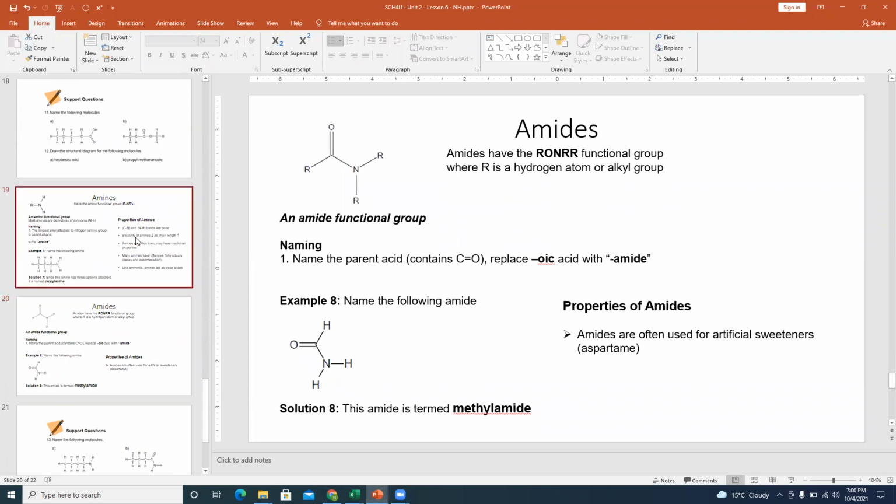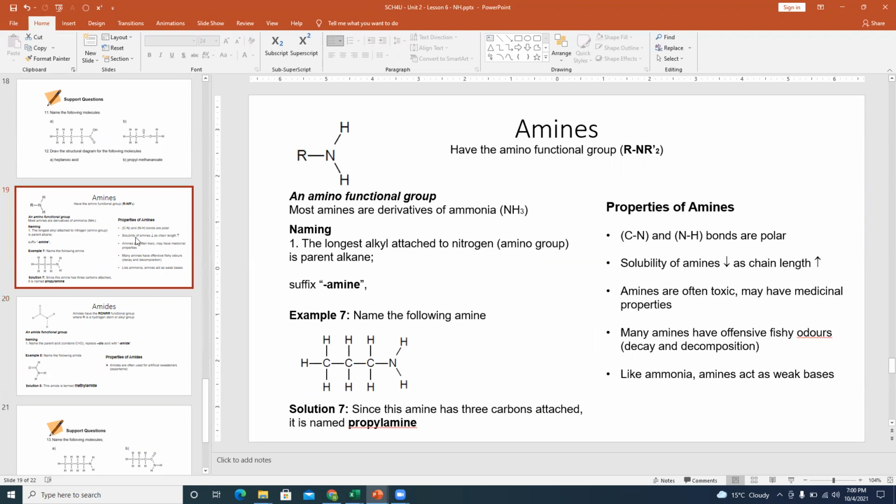Amines have what is called an amino functional group. These amines are typically derivatives of ammonia, and an ammonia molecule is NH3. And an amino group is just, okay, so here's the R, the rest of the alkyl group, the parent hydrocarbon going on this side. And at the end, you have this NH2.